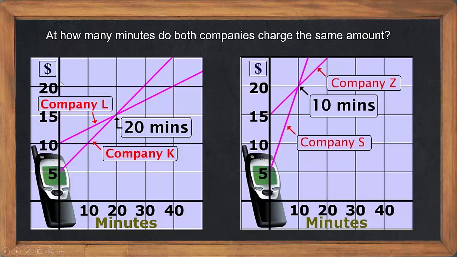It's in dollars. You can put it in INR. With the data available, we have drawn this graph. These are two equations. With these equations, we can conclude one thing. Company K, let's consider that's Jio, and L is like Airtel. The question is, at how many minutes do both companies charge the same amount? When you compare the data, at 20 minutes, both companies charge the same cost.